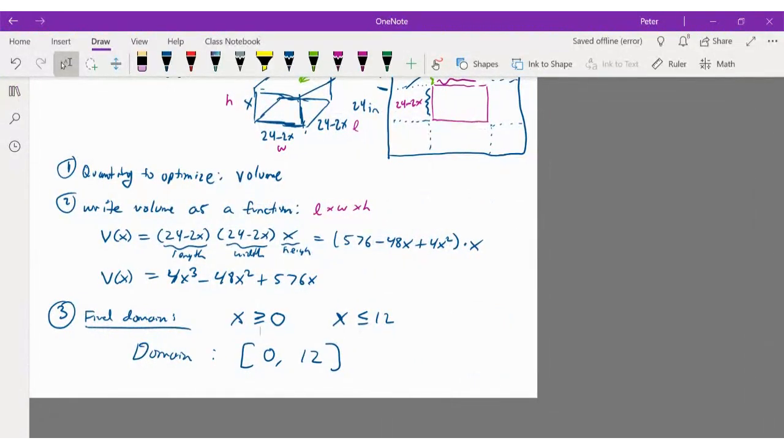This, I believe, should actually be 96. So 24. There we go. That should give the correct answer. Okay.